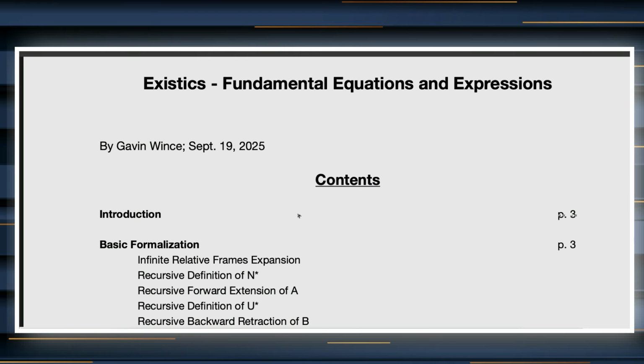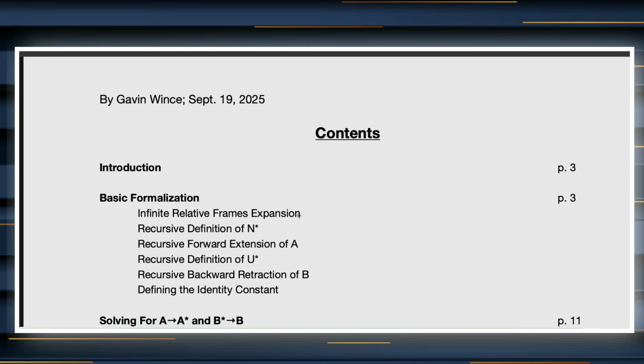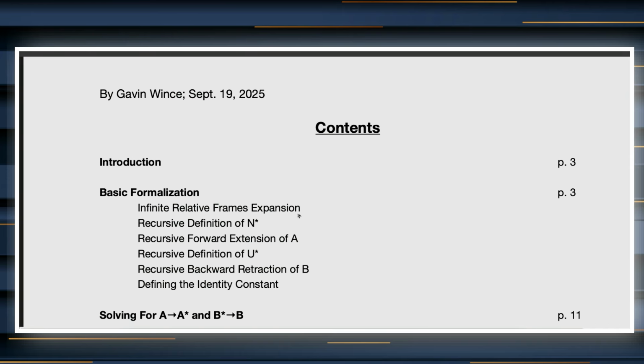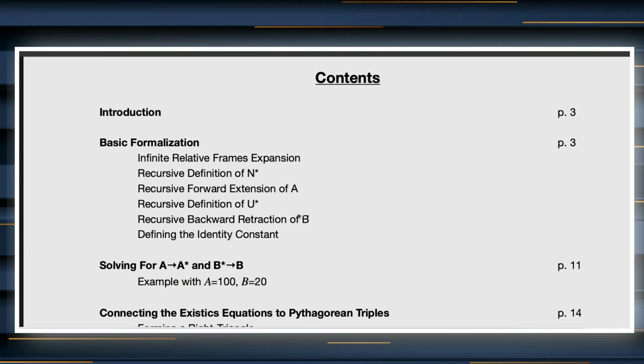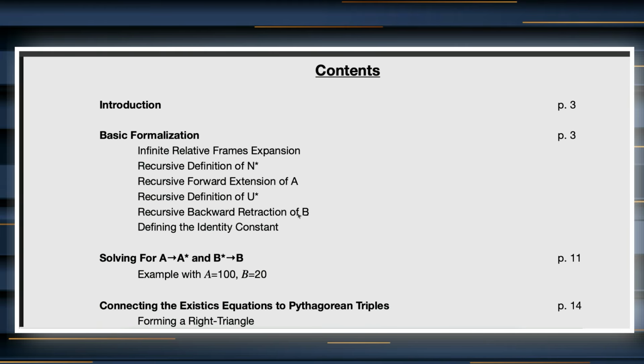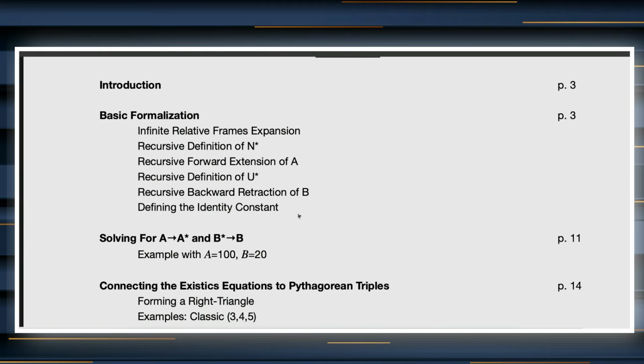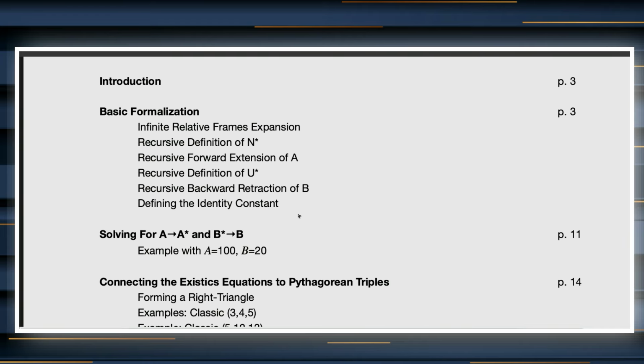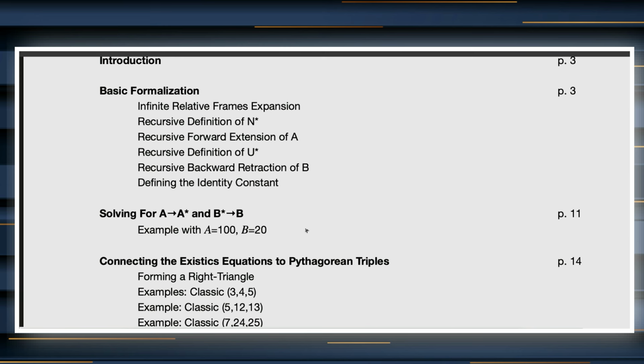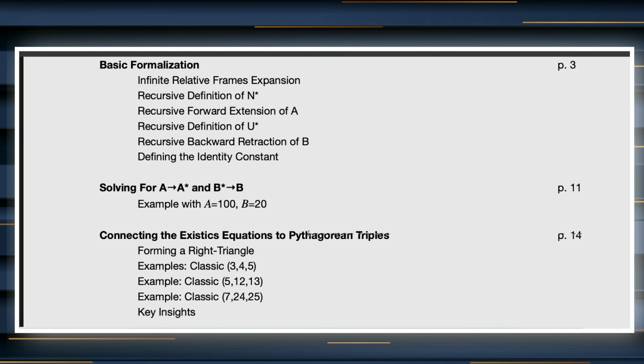What we're first going to do is a basic introduction and go over the basic formalization of the equations. Then we're going to give an example of solving the equations, and this example will come in significantly towards the end. Then we're going to connect the existics equations to the Pythagorean triples, which basically means that you can use the existics equations to derive right angles.